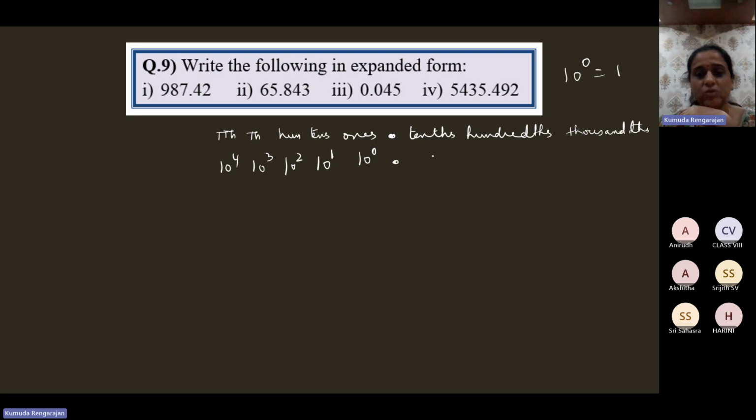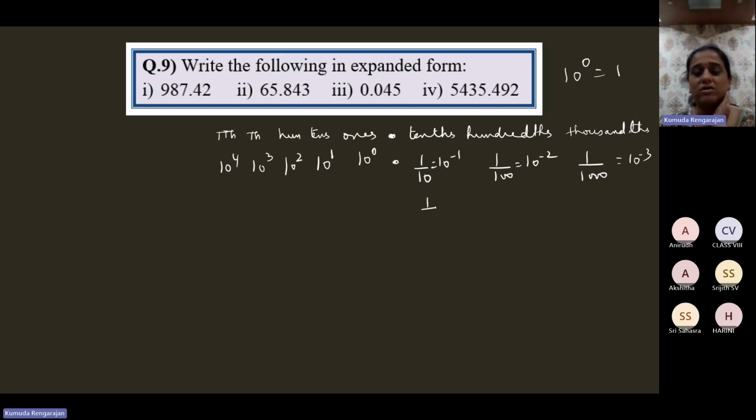1/10, meaning 1 by 10. This is 1 by 10. This is 1 by 100. This is 1 by 1000. 1 by 10 is 10 to the power minus 1. 1 by 100 is 10 to the power minus 2. And 1 by 1000 is 10 to the power minus 3.